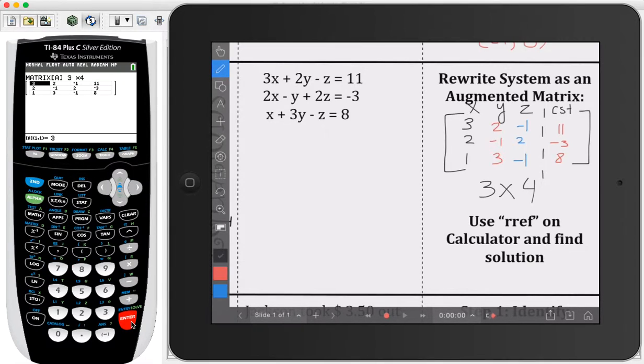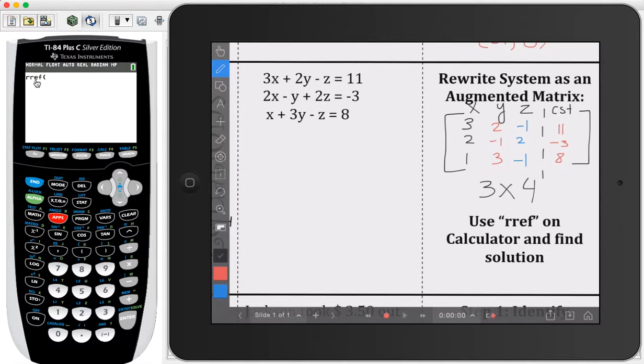Now remember, once you're done entering the dimensions and the elements, you need to quit. So second quit to go back to the main menu. Once you do that, you now need to calculate the RREF. So second matrix to access the matrix menu. You move over once to math. You can go all the way down to RREF, which is B, or simply click alpha B.